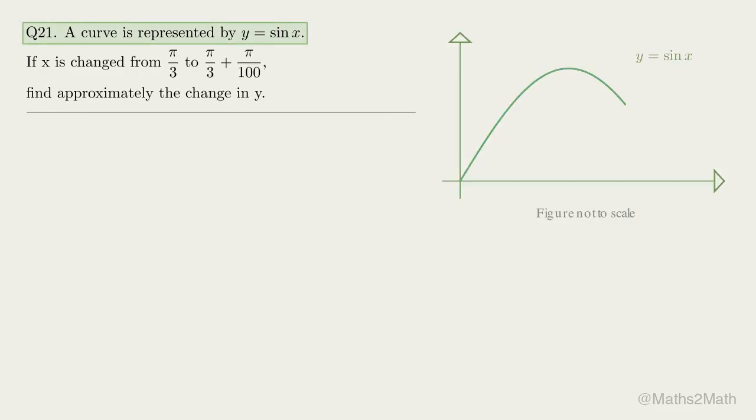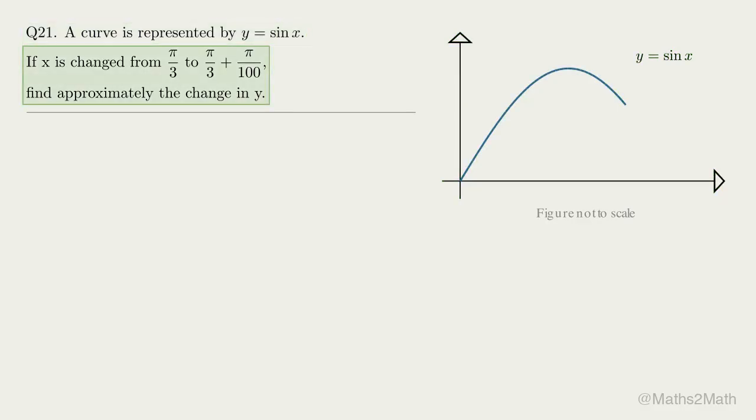Question 21. The curve is y equals sine x. x changes from pi by 3 to pi by 3 plus pi by 100. We need the approximate change in y. What does this mean? A small change. Delta y is the derivative times delta x.